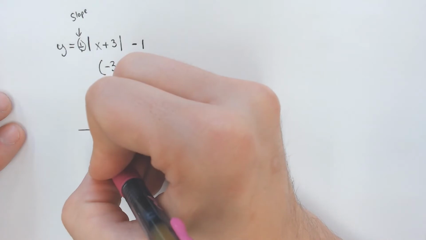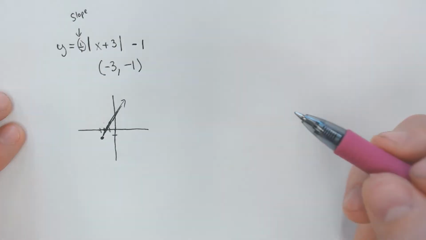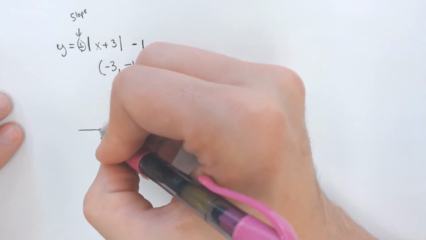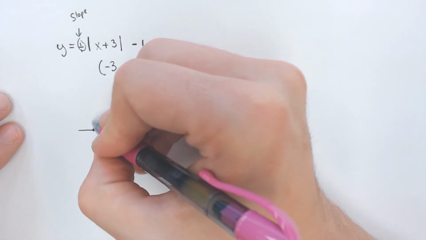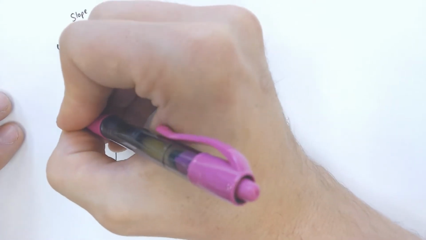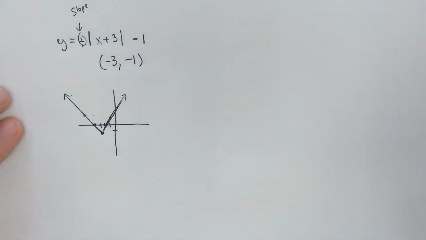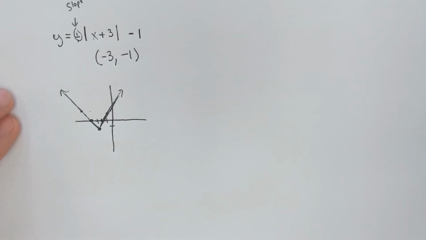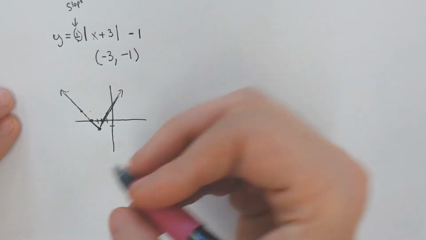And the other side, we can't continue this line because it's not a line, it's a V, it's an absolute value. We go up by 1 and over by 1, but in the opposite direction, up by 1 and over by 1 in the opposite direction, and we get our shape. And that's the graph.